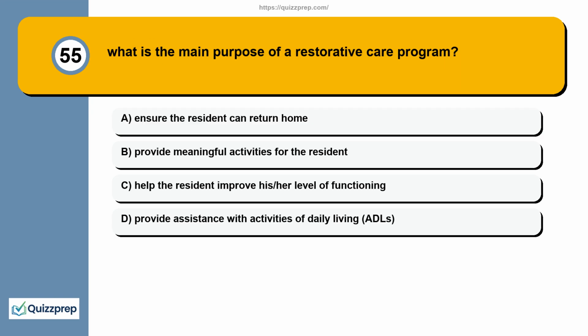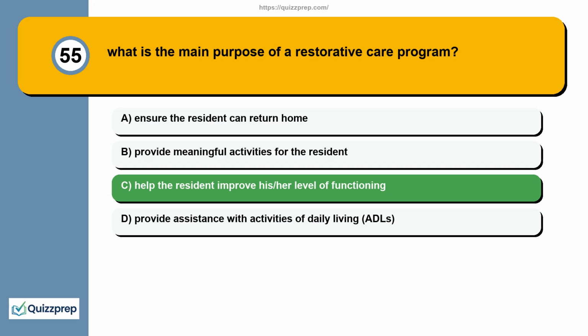Question 55. What is the main purpose of a restorative care program? Option A, ensure the resident can return home. Option B, provide meaningful activities for the resident. Option C, help the resident improve his/her level of functioning. Option D, provide assistance with activities of daily living, ADLs. The correct answer is option C, help the resident improve his/her level of functioning.